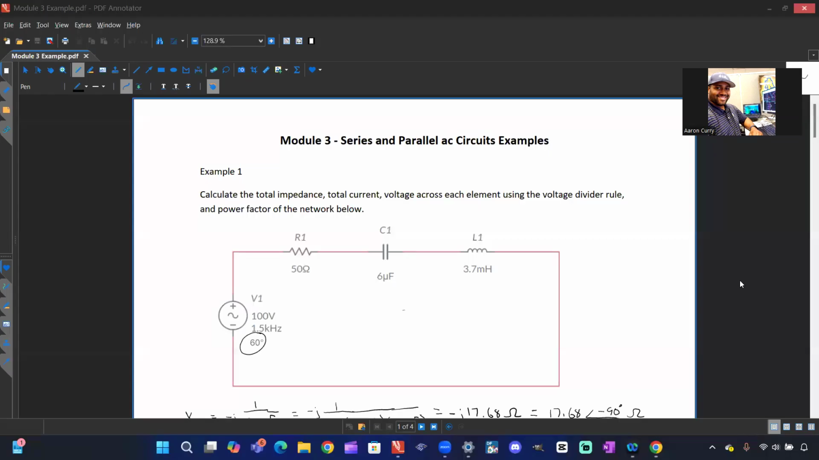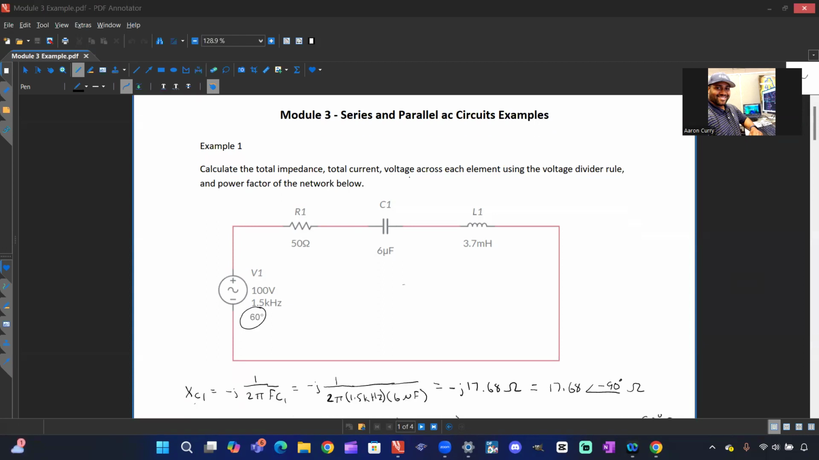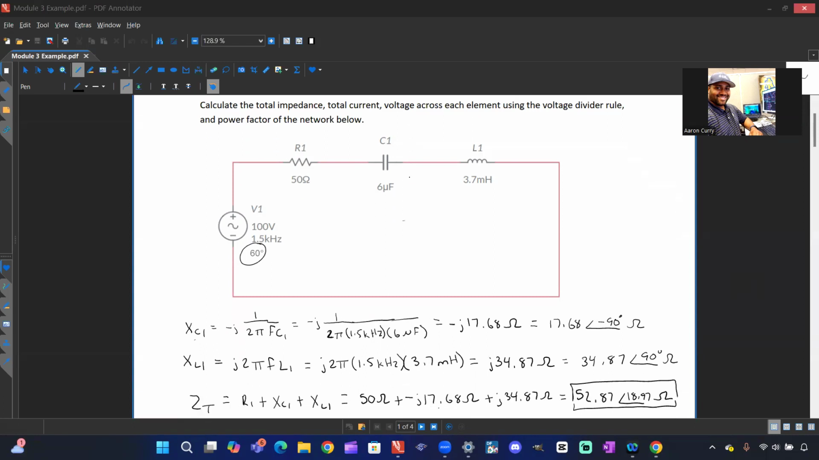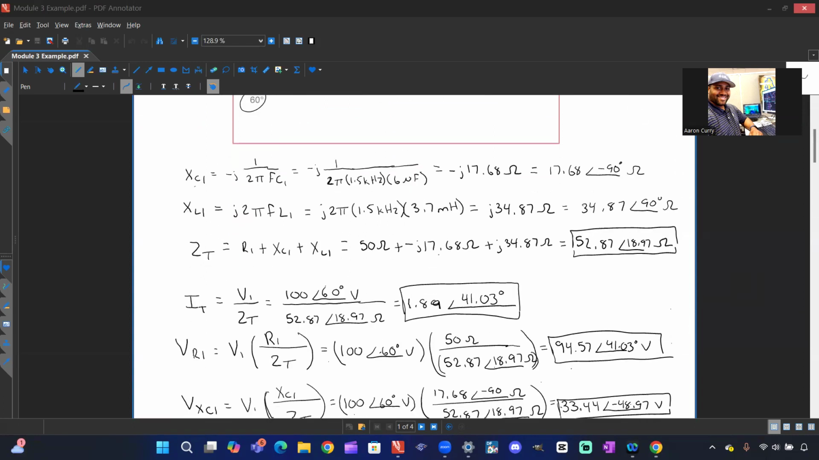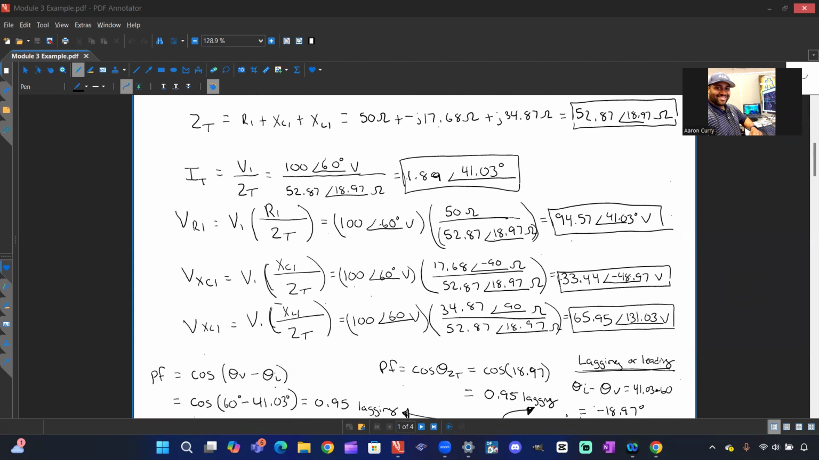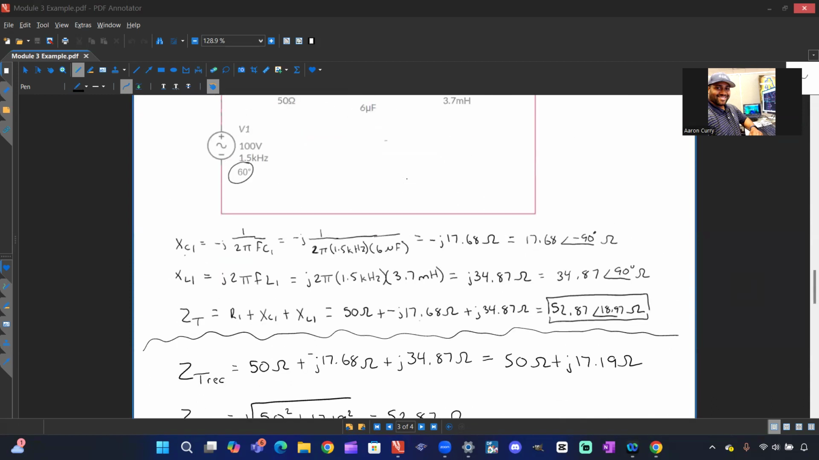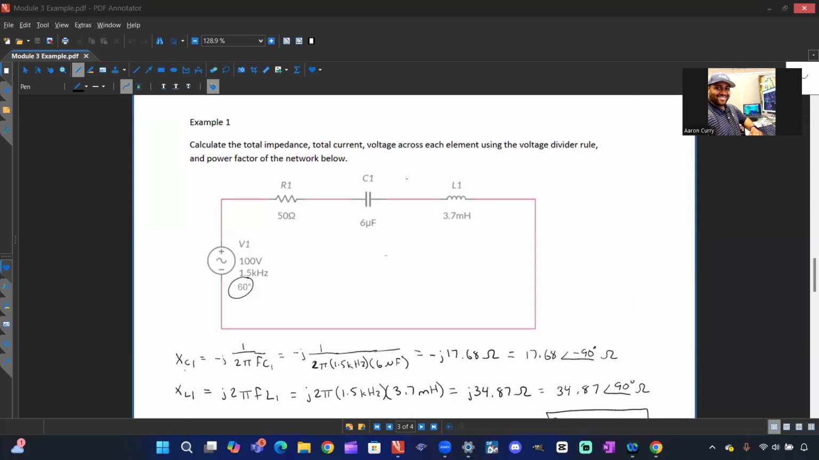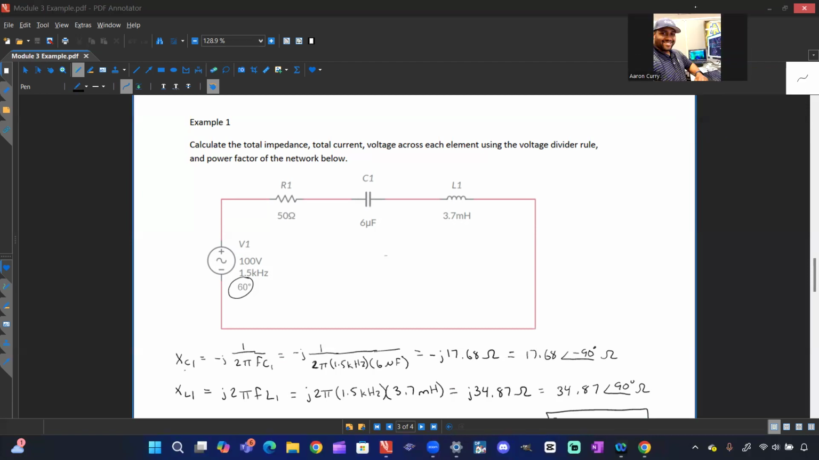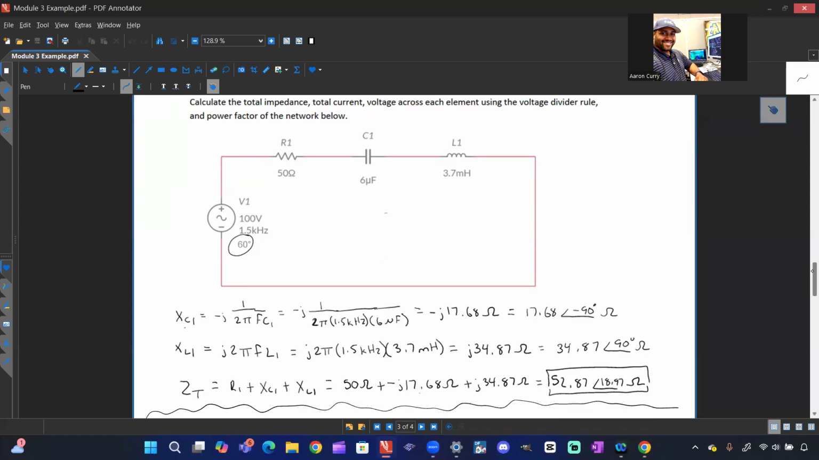All right, so this is part two of module three, series and parallel AC circuits example. I'm going to demonstrate how to draw the impedance diagram for these two examples. This is example one. Once you determine the total impedance, you are now ready to draw the impedance diagram.